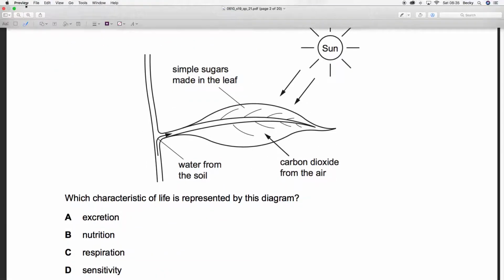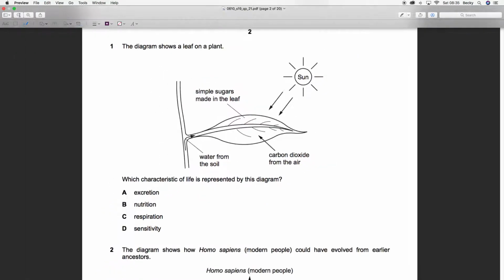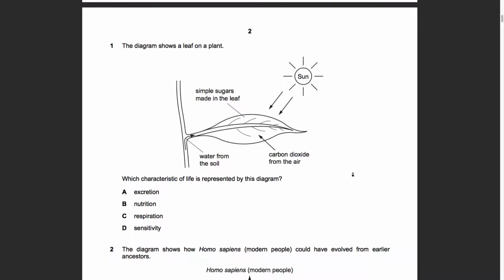Okay, so question 1, we have a diagram. I'm just going to zoom out slightly so that you can see the whole question, which would be helpful. This diagram shows a leaf on a plant. We have the sun shining on the leaf, and it's showing that water is coming into the leaf from the soil. Carbon dioxide comes into the leaf from the air, and simple sugars are made in the leaf.